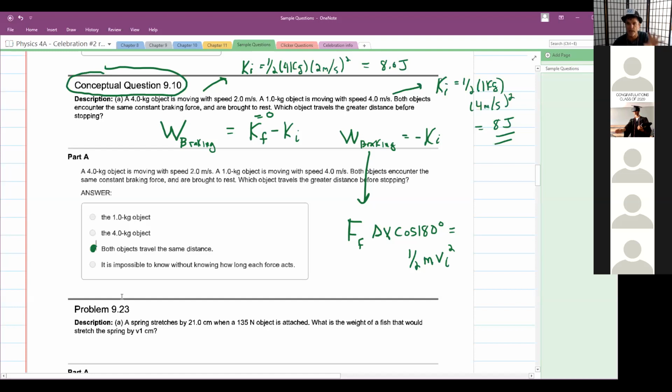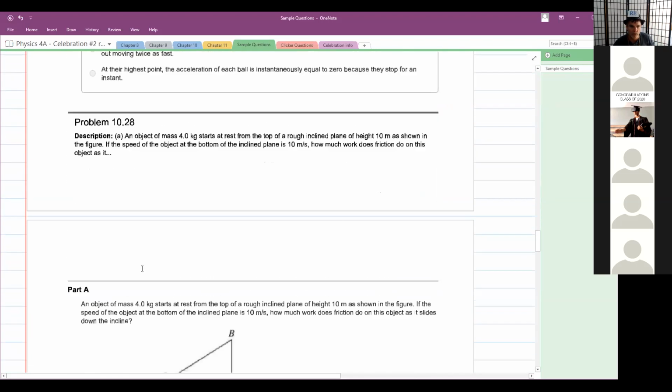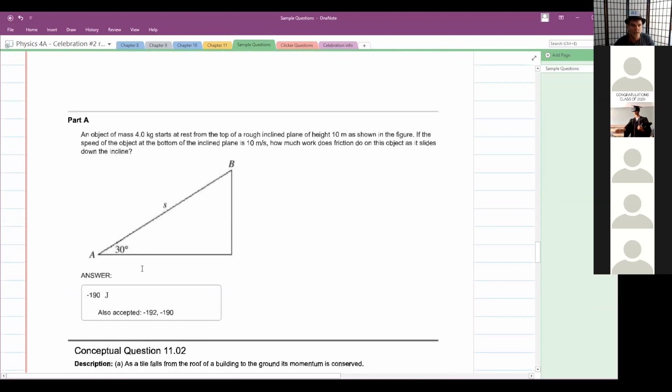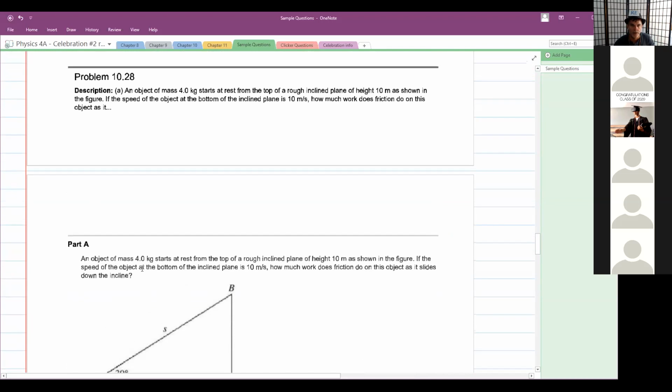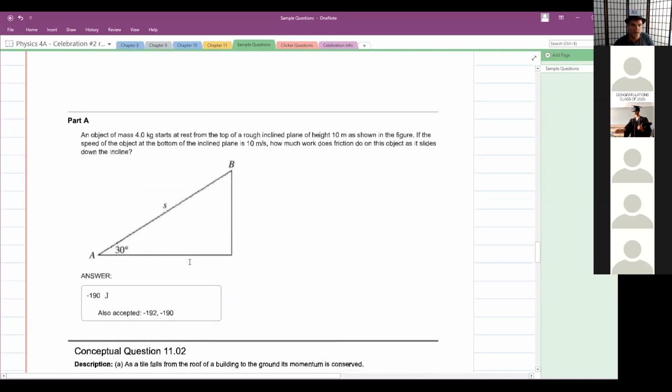Okay, let's do a couple more and then I'll pause and see if there's any questions. Let's do a problem that requires a step or two. So problem, which one is this? 1028. And just so you know, if you go and do these, I took a lot of these from a different book. So the problems like 1028 have nothing to do with your book.